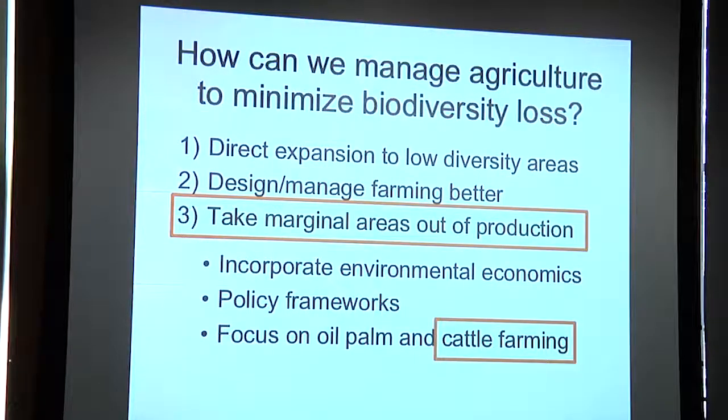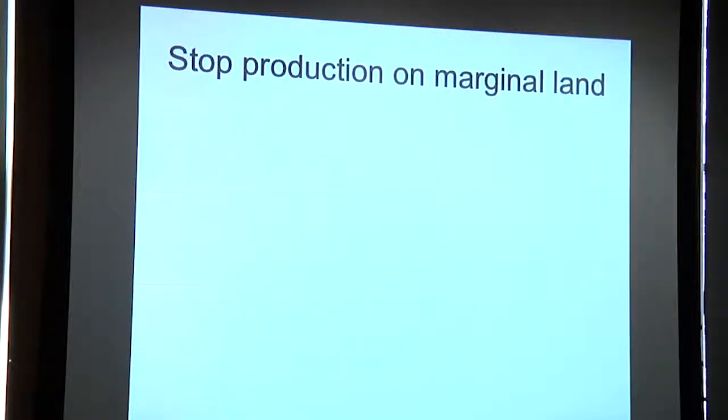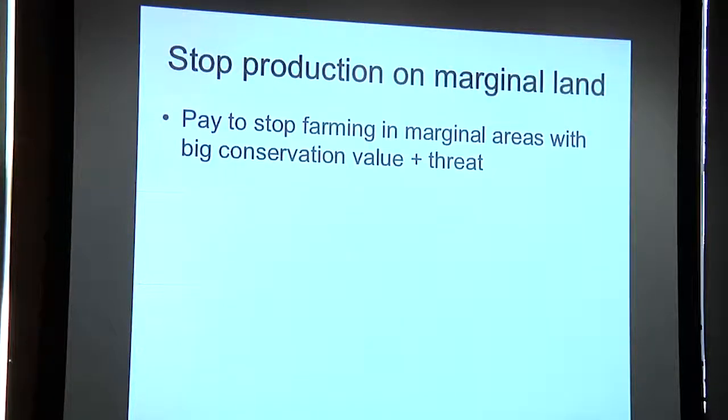So I'm going to move to the final part of the talk. We're going to think about taking marginal areas out of production. And intuitively, this might seem like quite a weird thing to be promoting. We need more food, and here we're talking about having less food. We are talking about land which is extremely low yielding and has potentially got big conservation threats attached to it. So we may want to stop farming in those marginal places and try to intensify elsewhere.